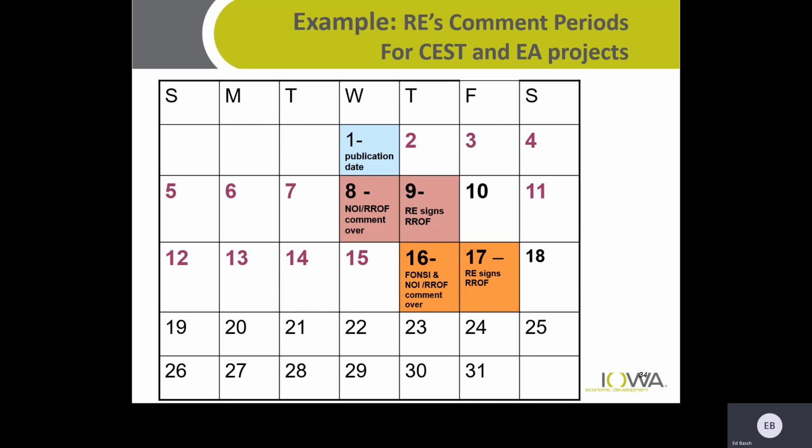And here's a calendar example of what I was just talking about. Publication date here on the 1st. Comment period runs through the 8th. On the 9th, you do the request to release of funds. So you're not counting this date, you're counting from the 2nd. So 1, 2, 3, 4, 5, 6, 7, and then your comment period is over. And the day after, you do your request for release of funds. When it's 15 days, it carries out to the 16th and the 17th, with the same concept applying.